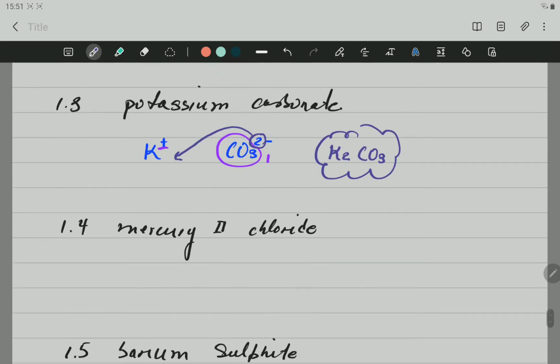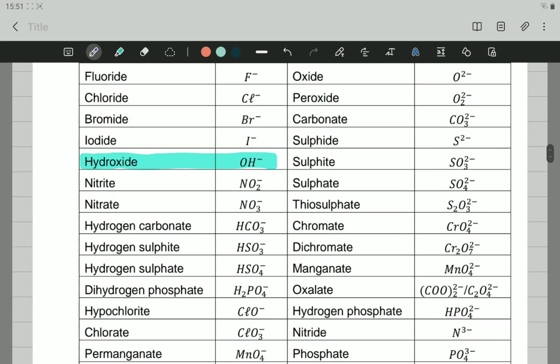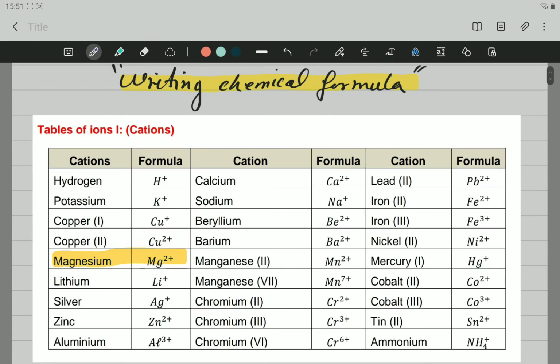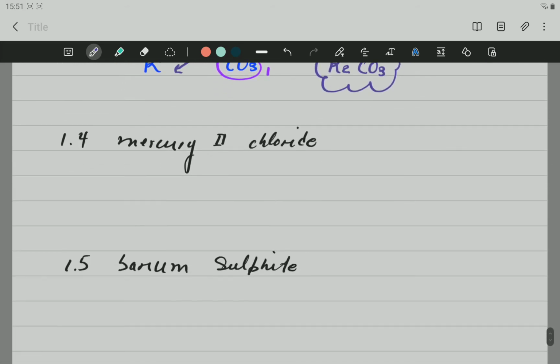Let's go to 1.4, mercury 2 chloride. Okay, now something important I want to mention. Be careful, because in the ions you have different ones. You have copper 1, you have copper 2, you have iron 3, you have iron 2, you have nickel, you have mercury 1. So many of them are repeating with different numbers. So be careful with that one. Don't make a mistake. Okay, so we're looking for mercury 2 chloride. So let me look for the ions and then I'll be back with you.